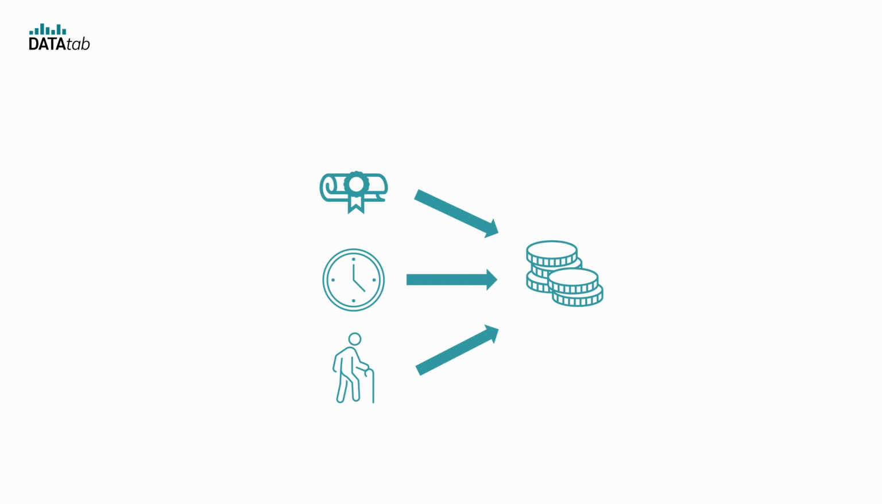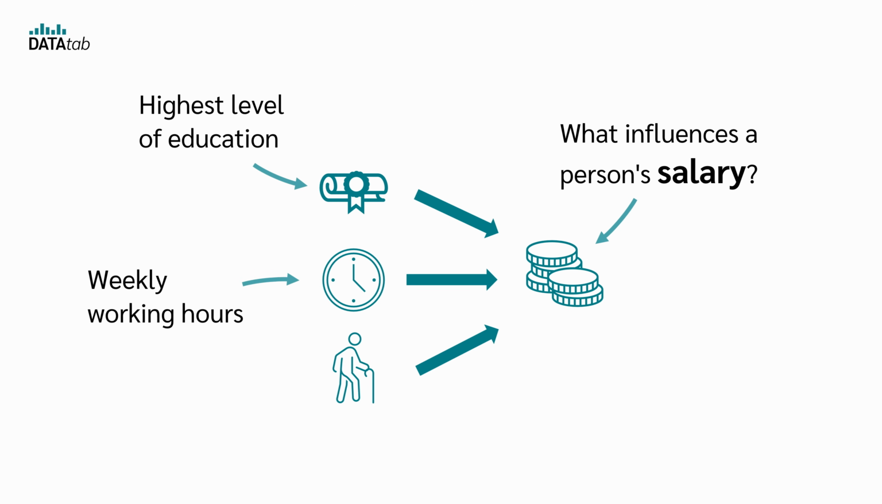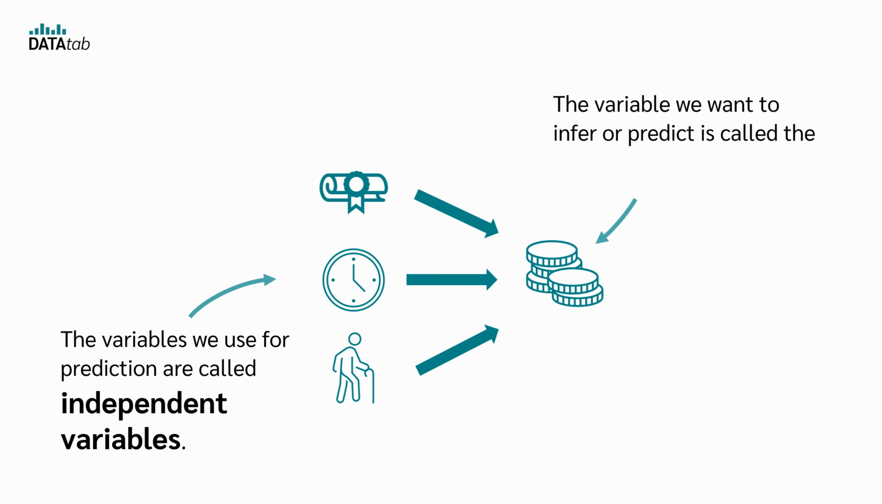An example. Let's say you want to find out what influences a person's salary. You take the highest level of education, the weekly working hours, and the age of a person. You now investigate whether these three variables have an influence on the salary of a person. If they do, you can predict a person's salary by taking the highest educational level, the weekly working hours, and a person's age. The variables we use for prediction are called independent variables. The variable we want to infer or predict is called the dependent variable.